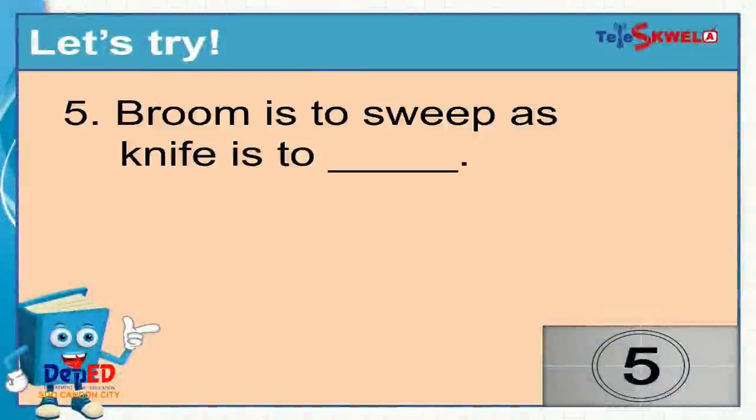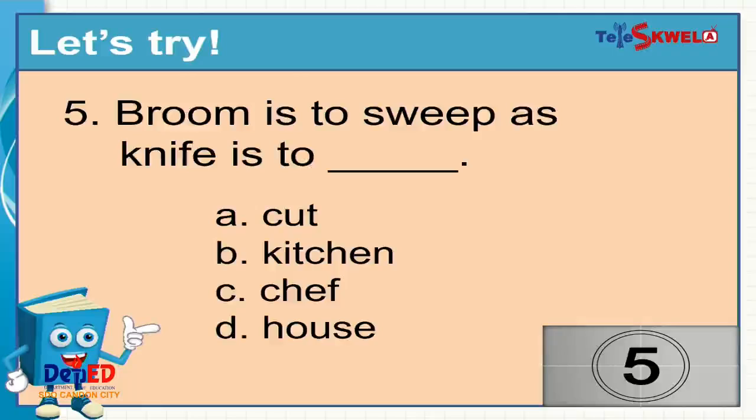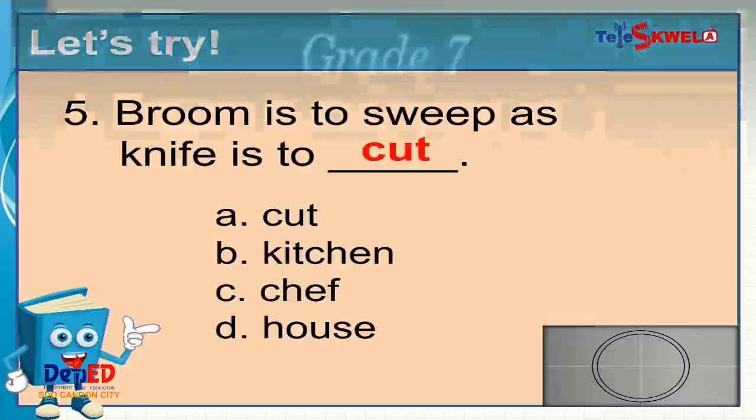And number 5, broom is to sweep as knife is to? Letter A, cat. Letter B, kitchen. Letter C, chef. And letter D, house. The answer is letter A. A broom is used to sweep while the knife is used to cut. In this pair of words, we have the object and the purpose.